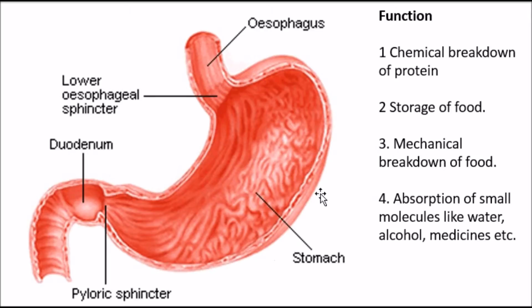So we also begin the digestion of protein in the stomach. That's taking place by an enzyme called pepsin, another protease enzyme. Pepsin starts the breakdown of protein. The final product of protein digestion in the small intestine will be amino acids, tiny little soluble amino acids. They're the constituent parts of proteins. So the chemical breakdown of protein by protease enzymes like pepsin, the storage of food, mechanical breakdown.